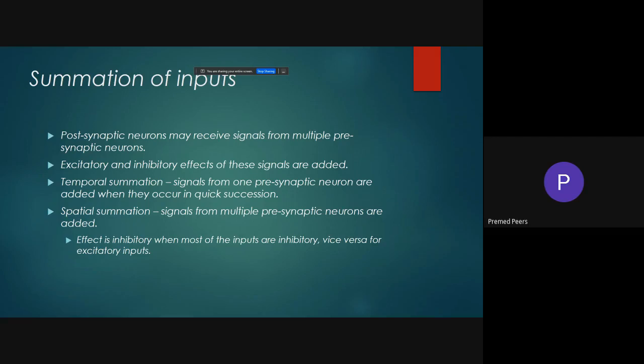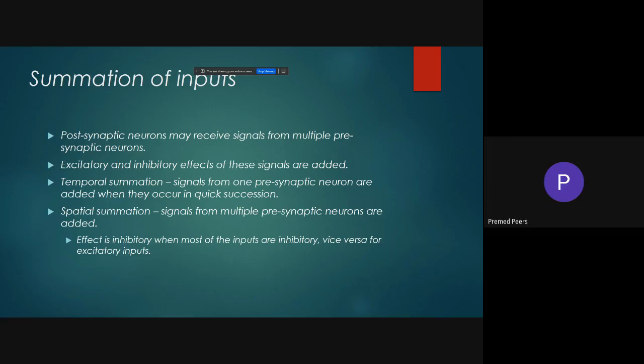In places like the muscle, each muscle fiber actually is only controlled by one neuron. But in the central nervous system, the purpose of the central nervous system is integration. So we bring things in from multiple neurons, and we're basically summing up the effects of them. And there's two things we can do here.